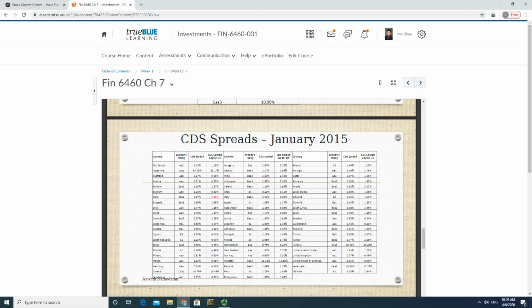CDS is a financial derivative, credit default swap. That is the most popular derivative trading on the market nowadays. And a credit default swap actually can tell an investor what the default spread is in a certain bond.